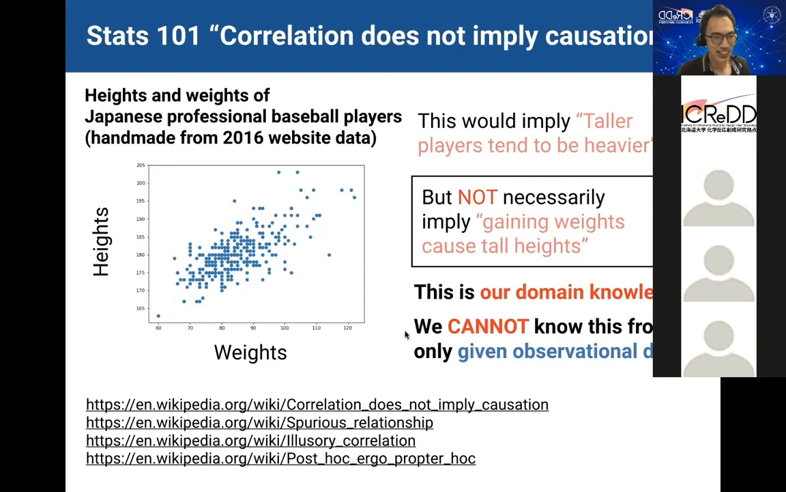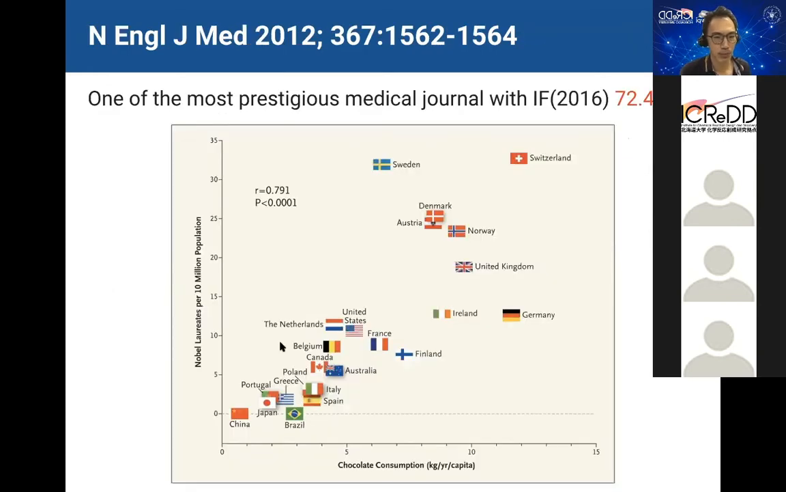This is a typical trap when we try machine learning and expect some insight from the outcome. Another famous example is here. The x-axis is chocolate consumption in countries, and the y-axis is the number of Nobel winners per 10 million population, which looks positively correlated. Switzerland has high chocolate consumption and a large percentage of Nobel winners. But it does not mean that eating too much chocolate will get you a Nobel award. This is a correlation, not a causation.